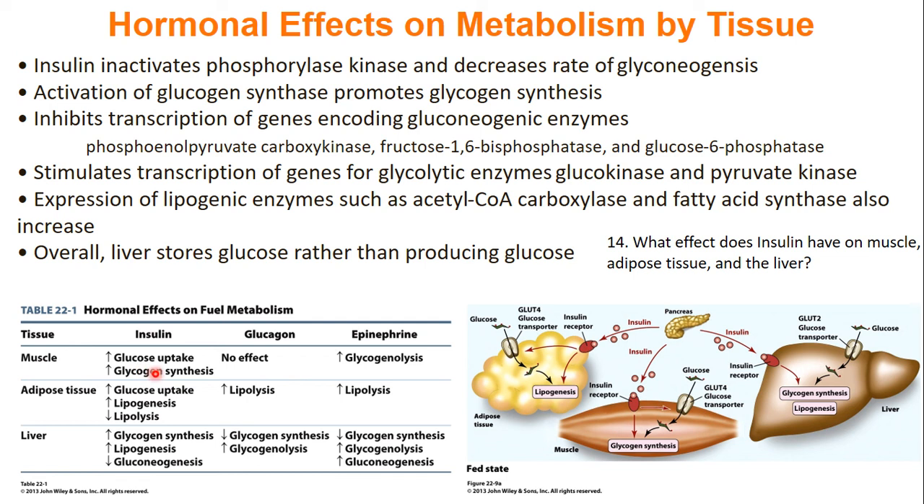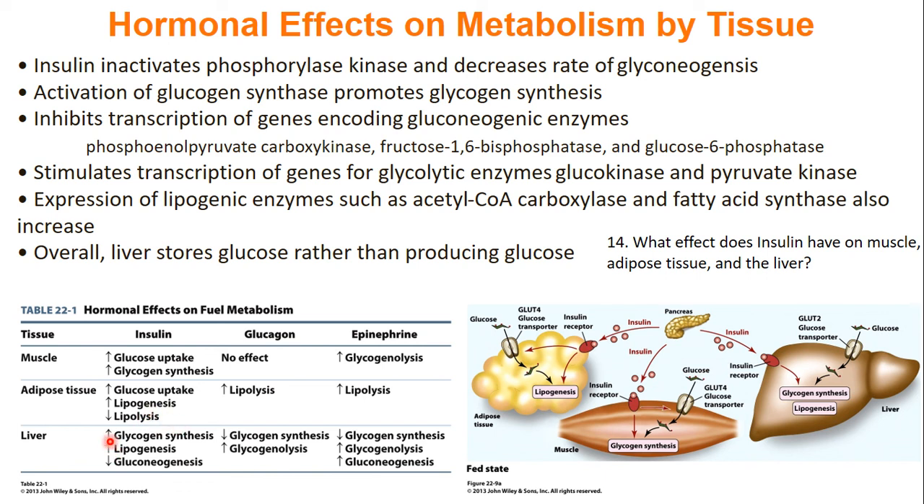Glucose uptake, glycogen synthesis in the muscle. Makes sense. You are well fed if insulin's around. So muscle will start taking that and storing it for when you need to do some exercise. Fat tissue: start uptaking that glucose and turning it into fat, lipogenesis. Don't break down your lipids. We have plenty of energy, so decrease the amount of lipolysis.